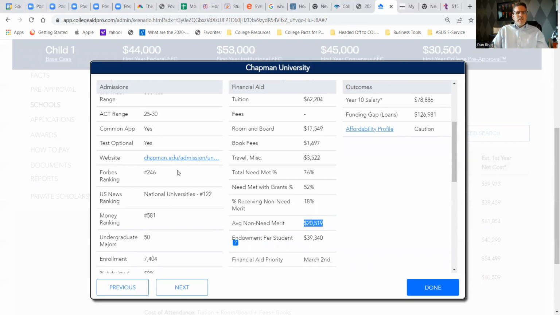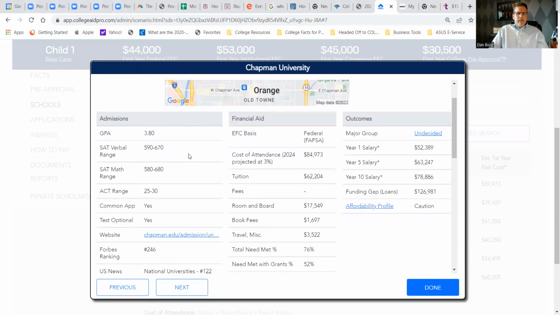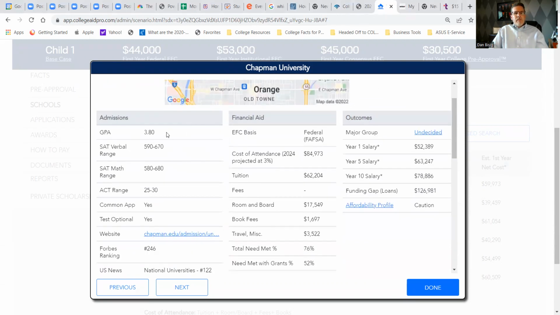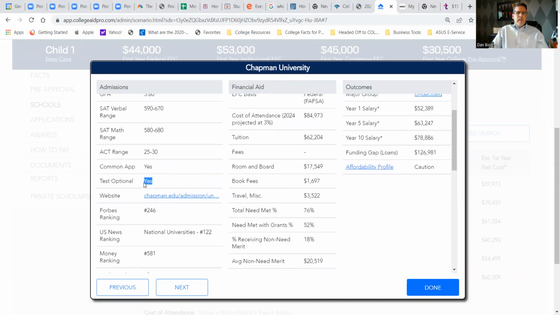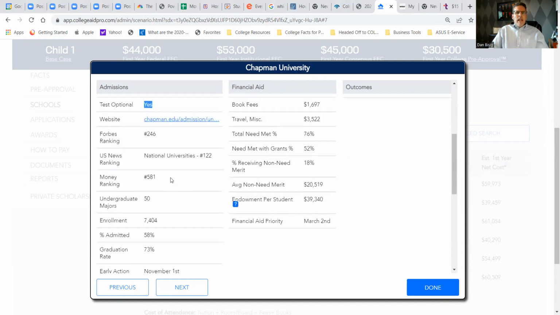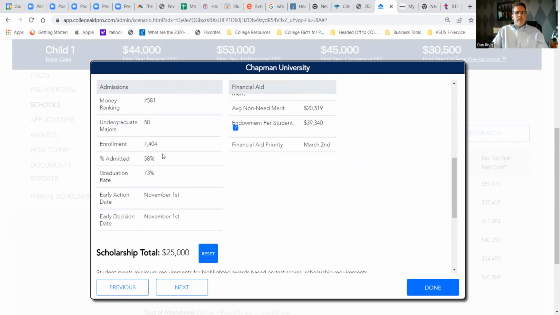Okay. I also want you to notice on the left, there's some other great details here. When it comes to admissions, what's the GPA, the test scores, that they're a Common App school, also that this school is also test optional. And then it gives you some of the rankings. It also gives you their total enrollment, the percentage of students that they admit from year to year, their graduation rate, which is their 4-year graduation rate, and then some other details if they're an early action school or early decision school.